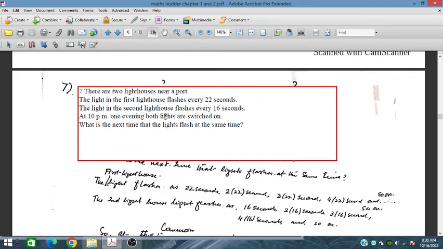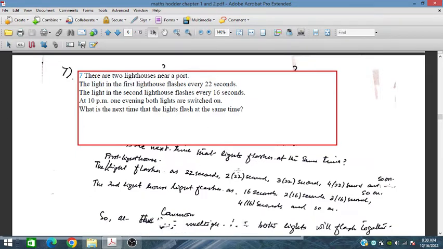Similarly, the light in the second lighthouse flashes every 16 seconds. Suppose at t equal to 0, it flashes once. At t equal to 16, it will flash a second time, then 32, and then multiples of 16. So the first light flashes at multiples of 22, and the second light flashes at multiples of 16. So 16, 2 times 16, 3 times 16, and so on.